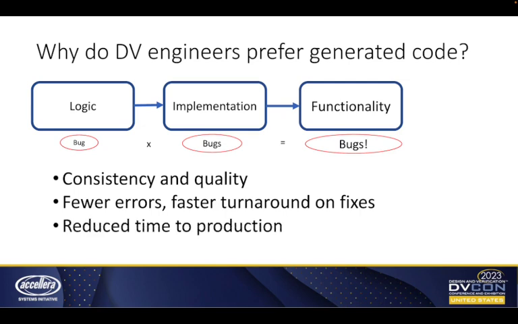Most importantly, generated code can reduce most of the duplicated work. It also increases our working efficiency because we don't need to do a lot of duplicated work.